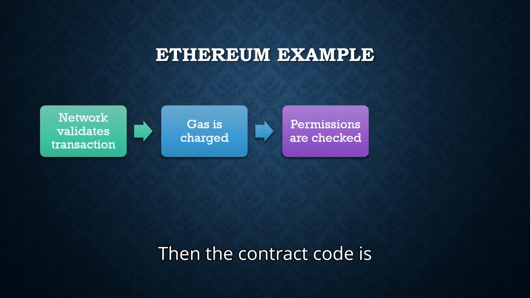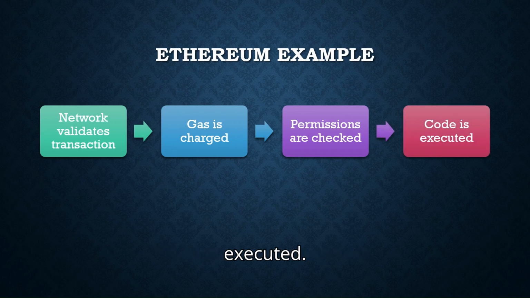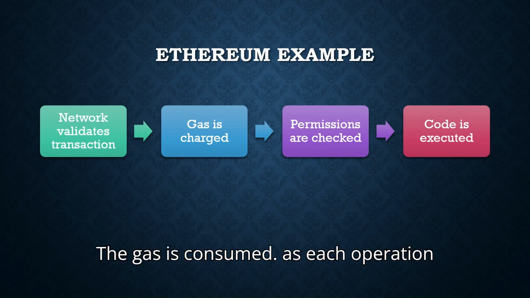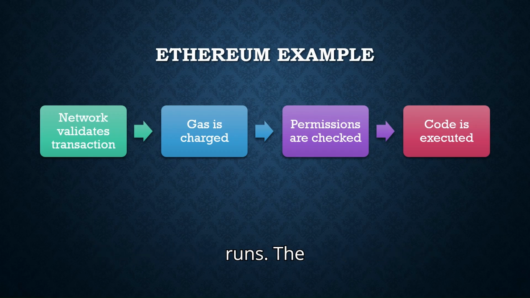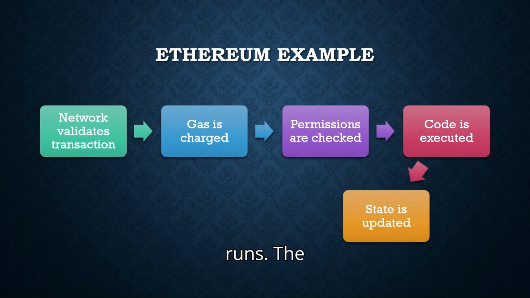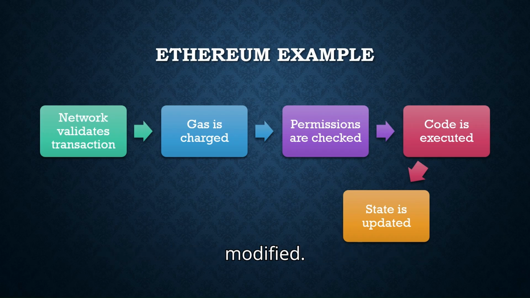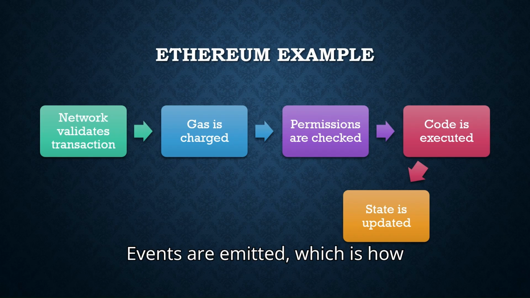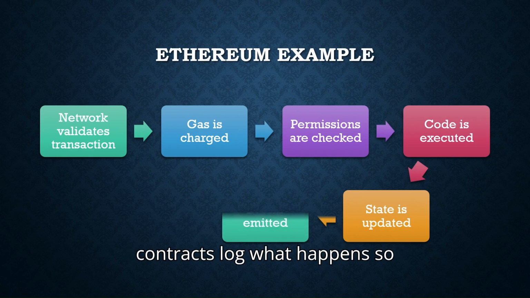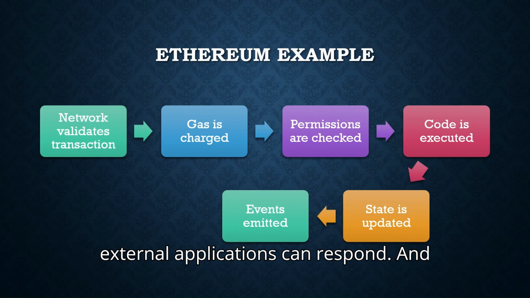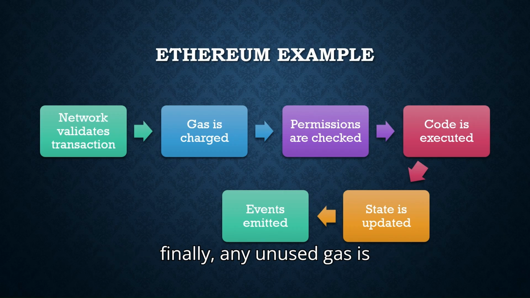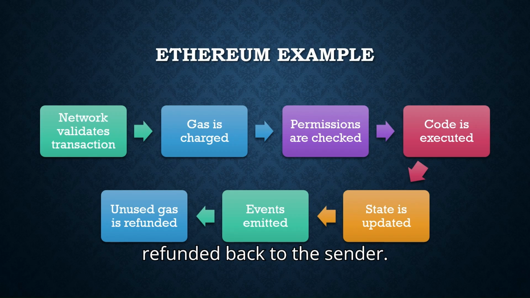Then, the contract code is executed. The gas is consumed as each operation runs. The contract state is updated, which means the blockchain data is eventually modified. Events are emitted, which is how contracts log what happened so external applications can respond. And finally, any unused gas is refunded back to the sender.